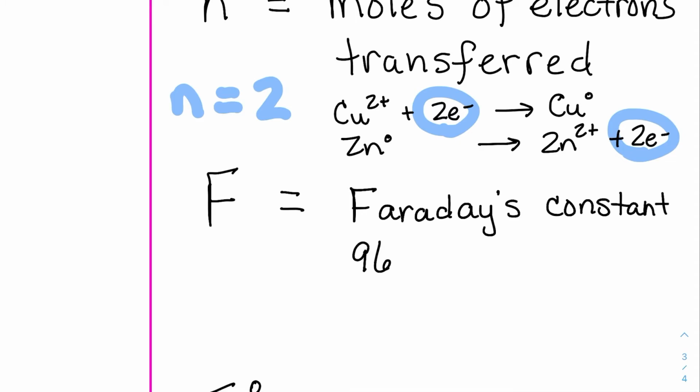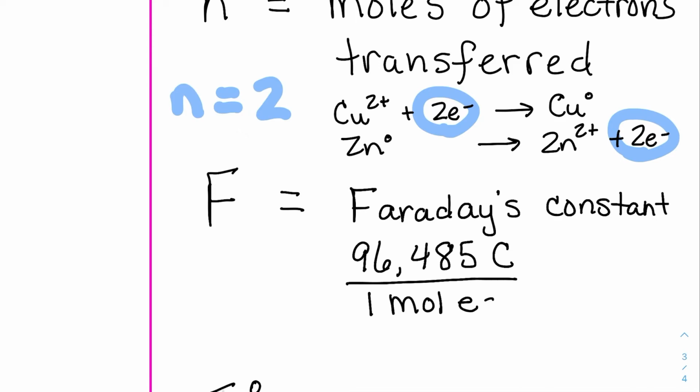And it's 96,485 coulombs. I'm not going to talk about what that is in this video, but it's coulombs per mole of electrons. So the per mole. Now, if you don't want to have the per mole like that, then you're going to have to put that in the denominator like this, per mole, or you could say per 1 mole even, if you want to add the 1 mole of electrons. All right, whatever version you like.